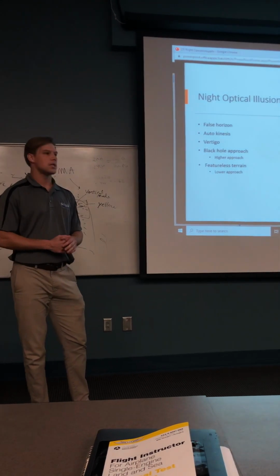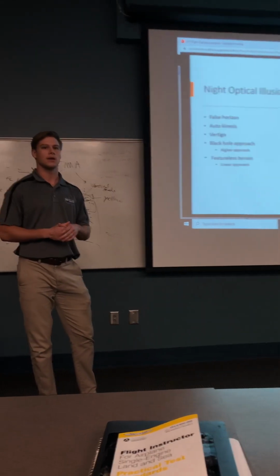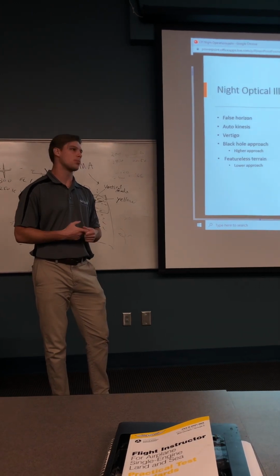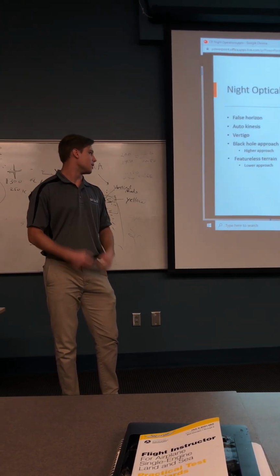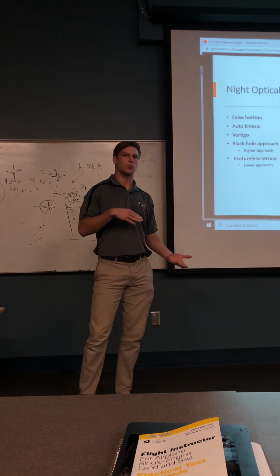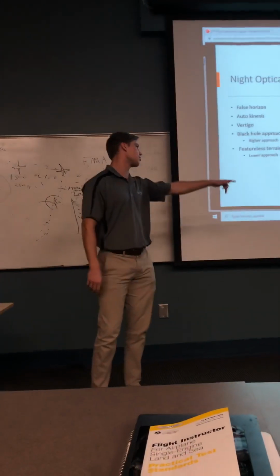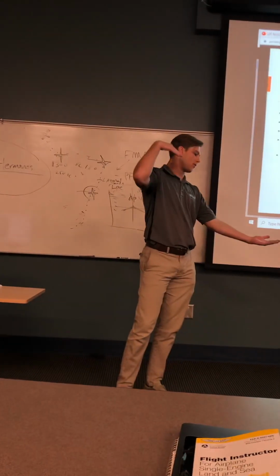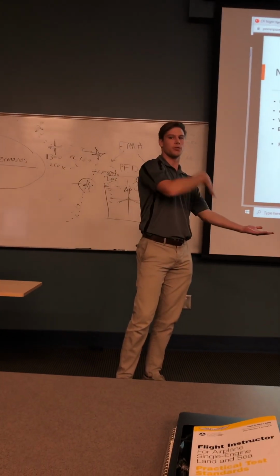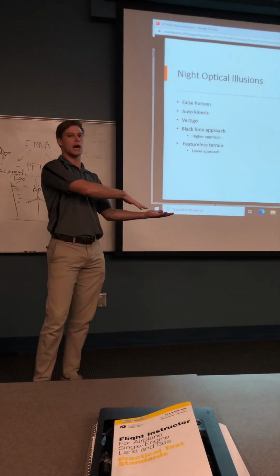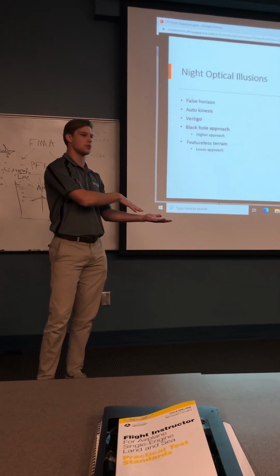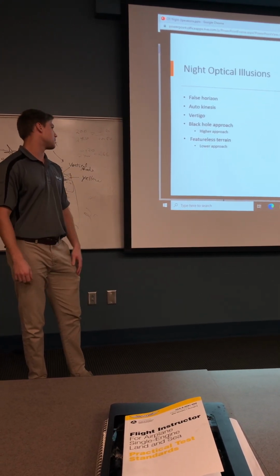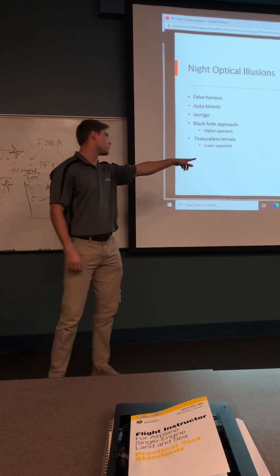And autokinesis, that would be if you're staring at something and it starts to appear as if it's moving. And then we have the black hole approach. That's when you're around featureless terrain, and you're flying an approach, and because you can't see anything, you look at the runway lights, and you'll be flying higher than you think. You'll fly over the runway higher than you actually think you are. This could be bad because you could overshoot the runway, run off the end, and crash or something.